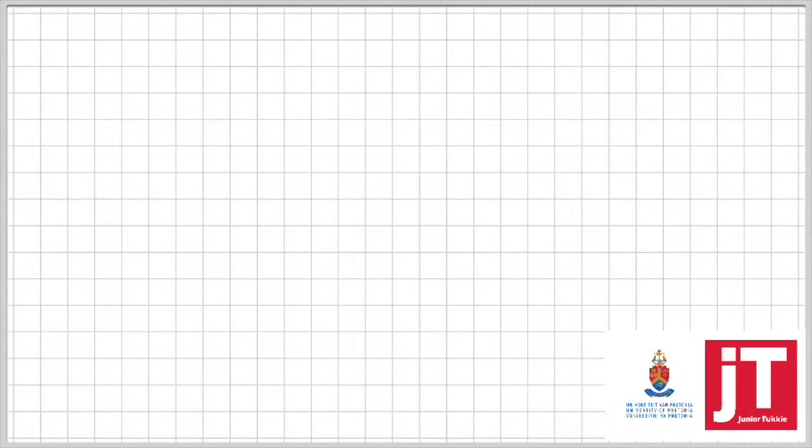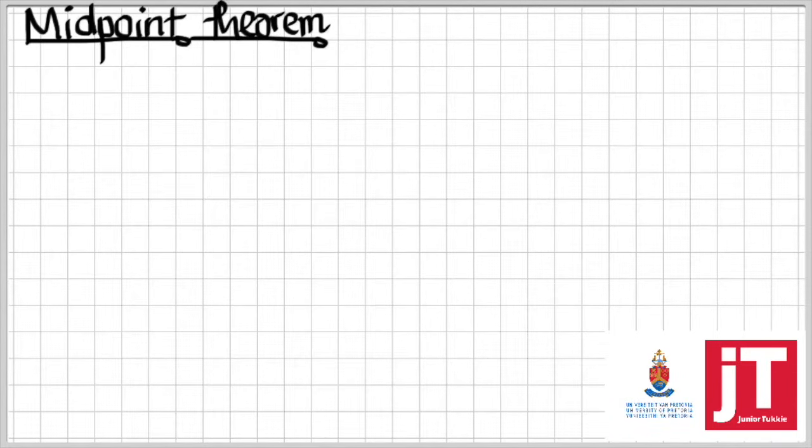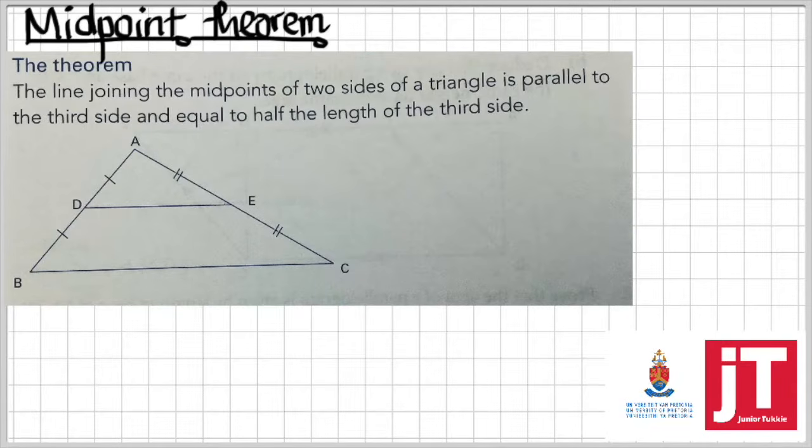This is another edition where we're looking at grade 10 Euclidean geometry focused on the midpoint theorem. To help me explain the midpoint theorem, I'm going to state the theorem in full and make use of a diagram to explain the theorem in detail. So what does the theorem state? The theorem states that the line joining the midpoints of two sides of a triangle is parallel to the third side and equal to half the length of the third side.